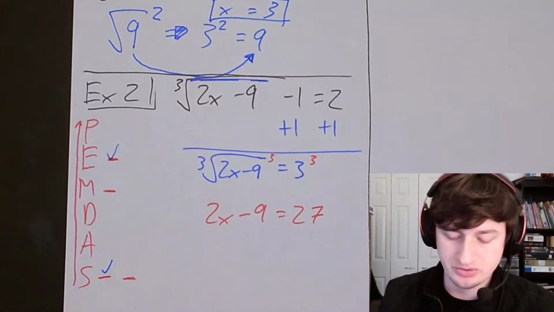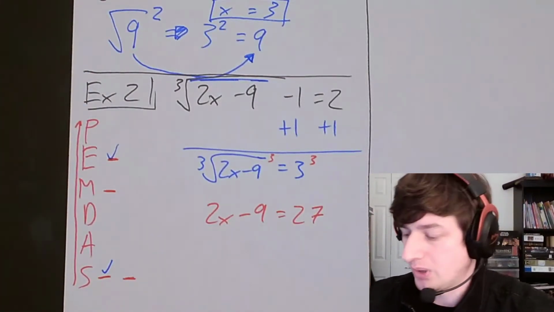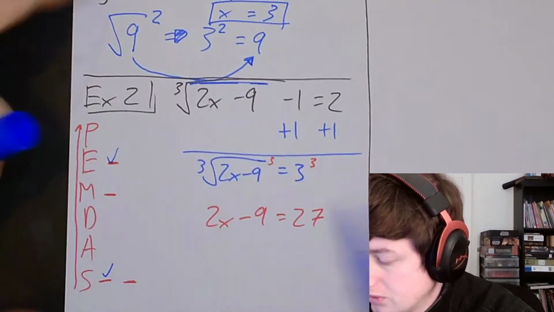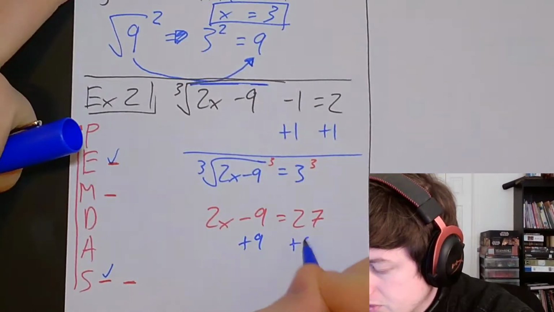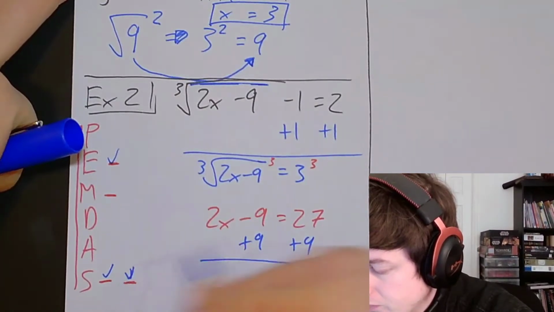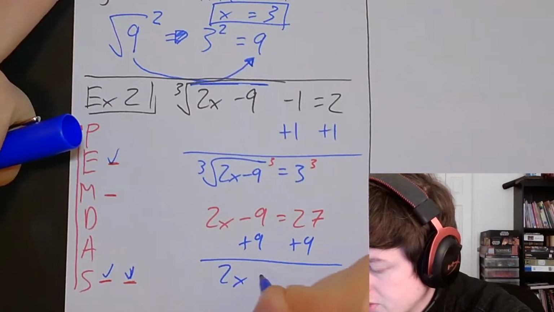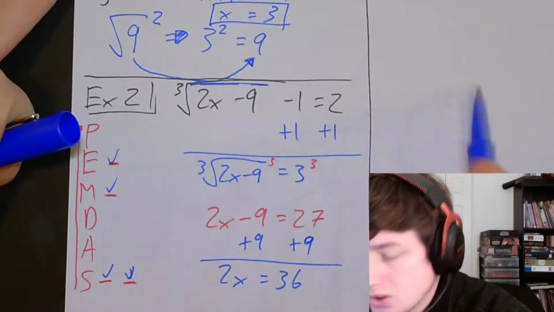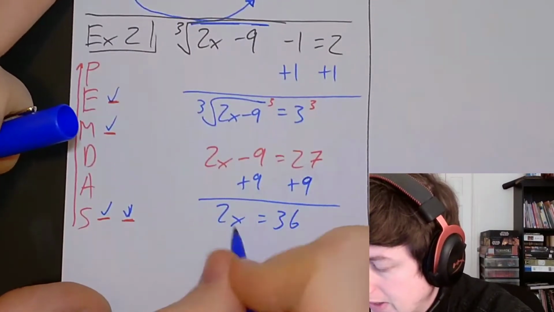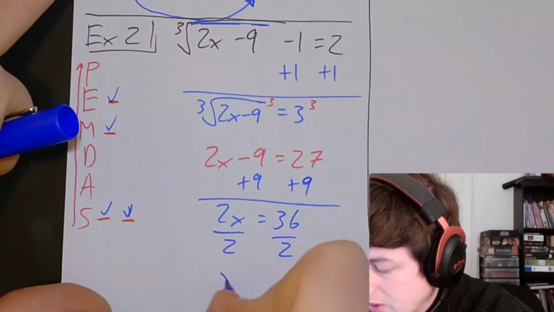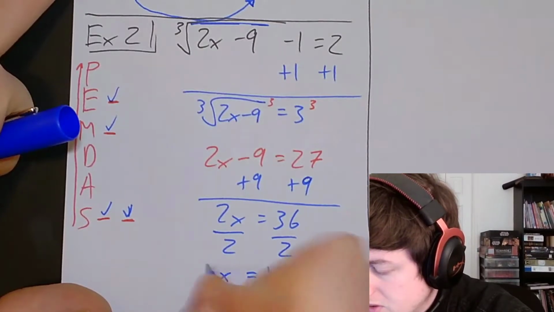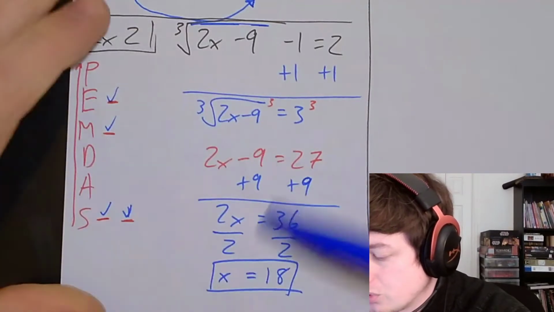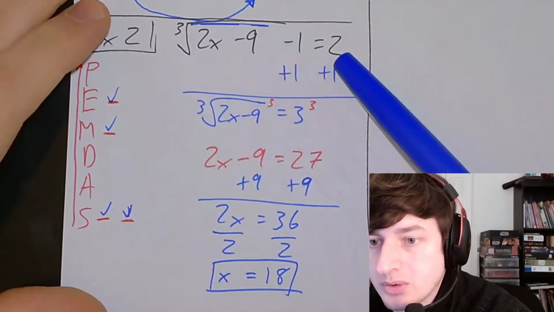Okay, so I am going to start back at the bottom of my PEMDAS and work my way up. So I have some subtraction to get rid of by doing the inverse. And so we get 2x equals 36. And then we have multiplication to get rid of by dividing. And so x is 18. And we could, of course, plug this back in and simplify, and we would get 2.